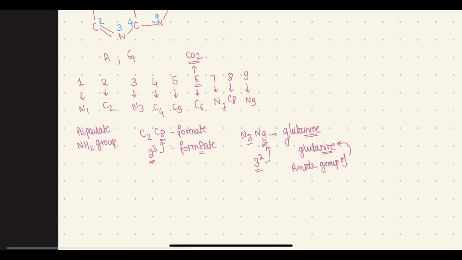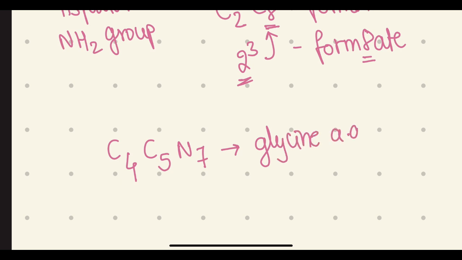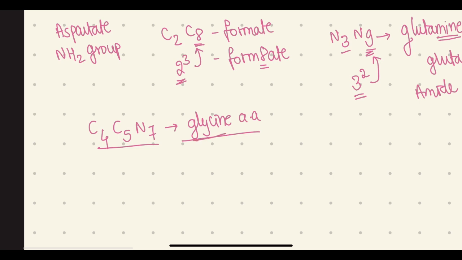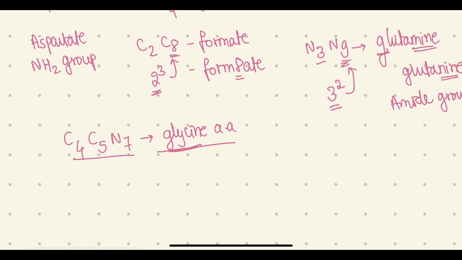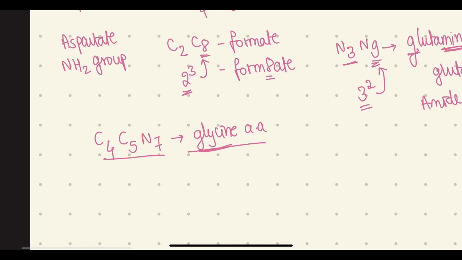Now C4, C5 and N7 come from the amino acid glycine. So you don't get confused between glycine and glutamine, with 9 within the name of glutamine. So that's N3 and N9. So here C4, C5 and N7 is glycine.